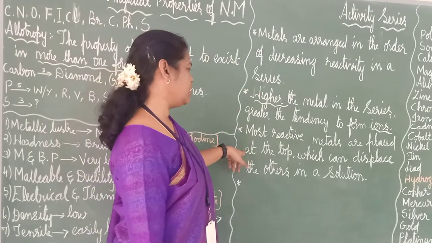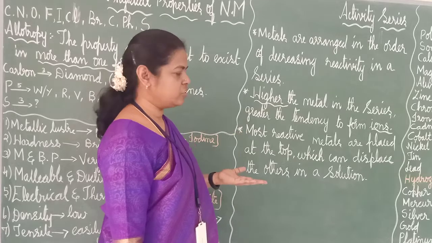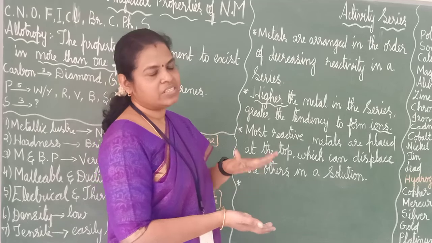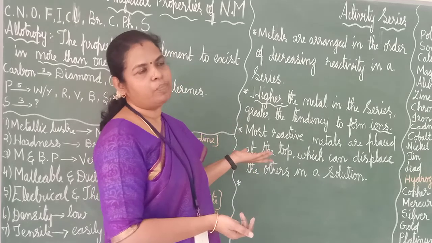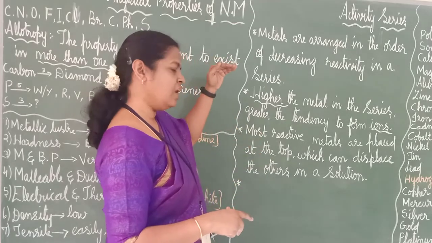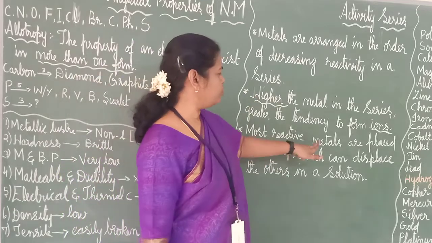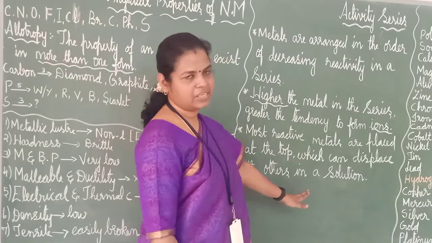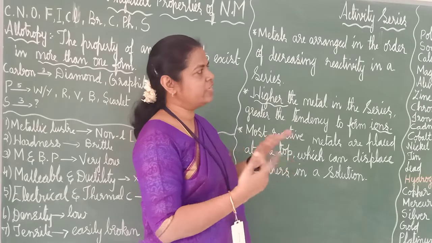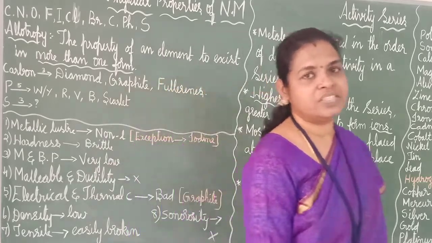The more reactive metals are placed at the top in the series, which can displace the other metals below them. You will be studying with the help of chemical equations how the displacement takes place. So the top metal will displace the metal which is placed below it. Most reactive metals are placed at the top, which can displace the others in a solution. Just like that they can't. In solution form, they can displace it. Okay. The next thing we are going to see is the activity series.